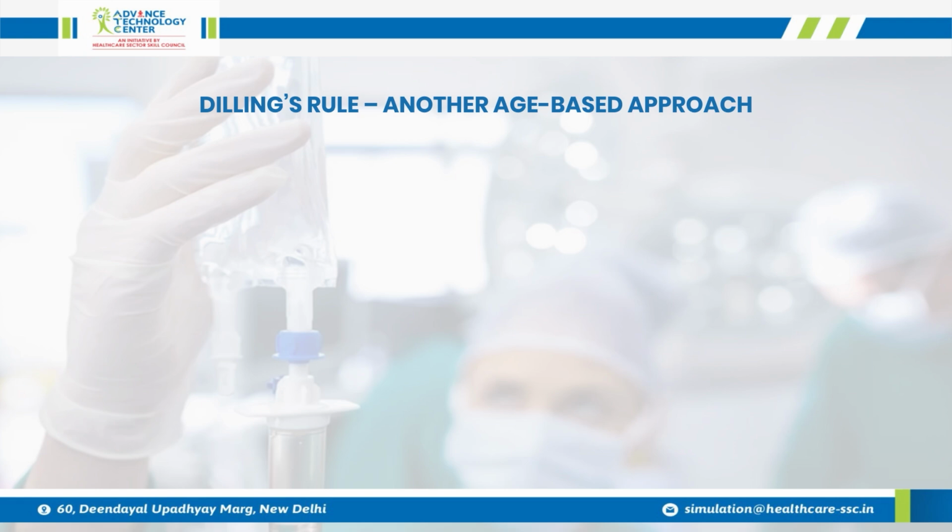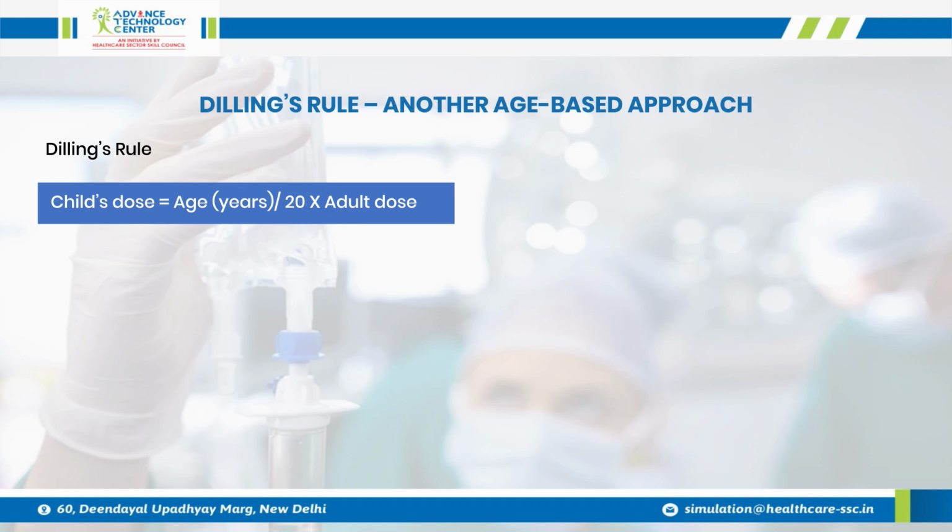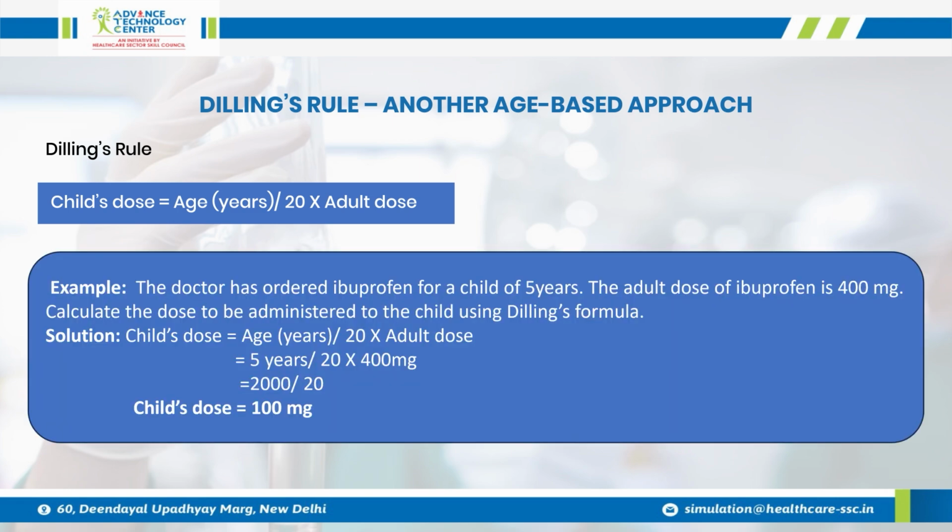Dilling's rule, another age-based approach. Now this formula calculates a child's dose using age. Child's dose equals the child's age in years divided by 20, multiplied by the adult dose. For example, a 5-year-old child prescribed 400 milligrams of ibuprofen would receive 100 milligrams after applying the formula. These age-specific methods guide safe prescribing.